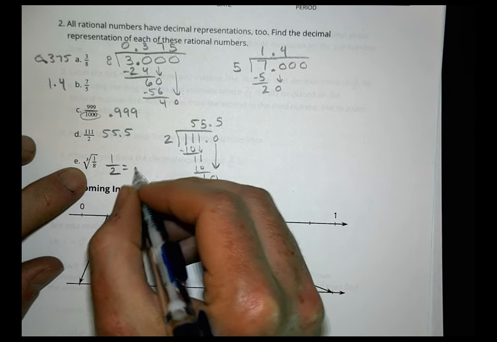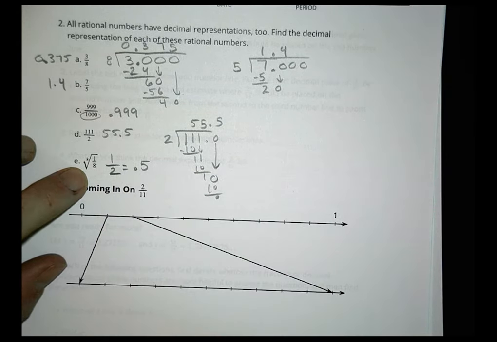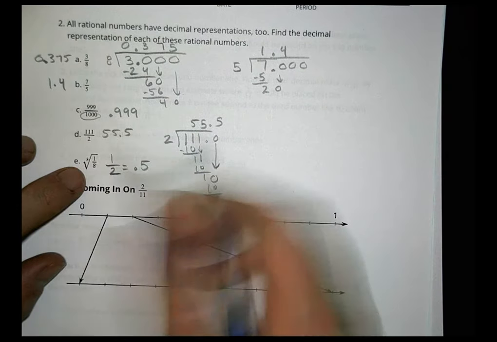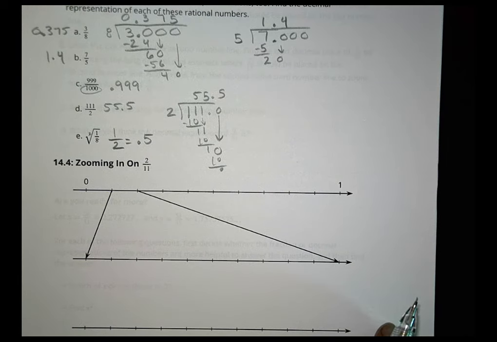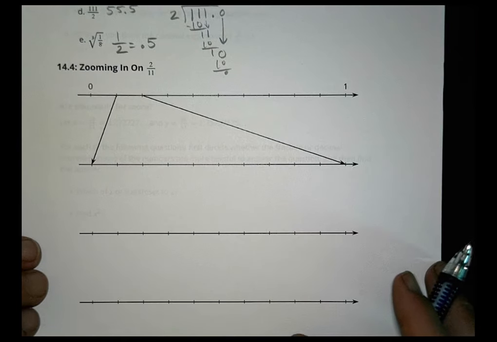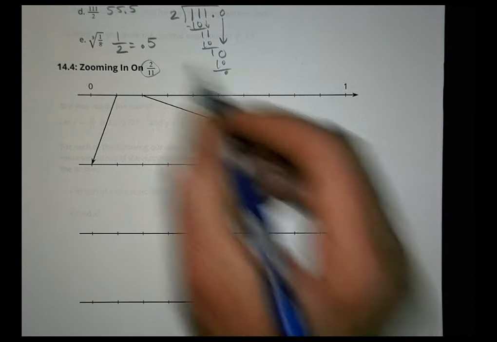but as a decimal that's 0.5. Okay, just a little practice using some arithmetic there, and that's the idea. This last activity is called zooming in on a number, and what it wants you to do is we're going to take this number, we're trying to figure out where exactly is 2/11ths.